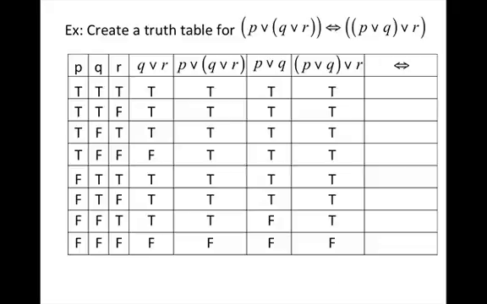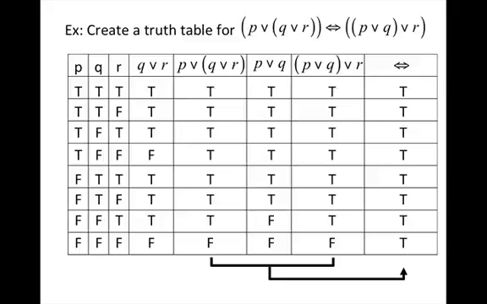Finally, for my overall compound proposition, I look at my biconditional. To complete the column for the biconditional, I want to compare what comes before it to what comes after it. What comes before it is my P or Q or R, and what follows the biconditional is the P or Q or R. I compare these two columns and I'm looking for the places where these have the same truth values. Well, if you look at these columns, they always have the same truth values. Since they always have the same truth values, my biconditional is always true.